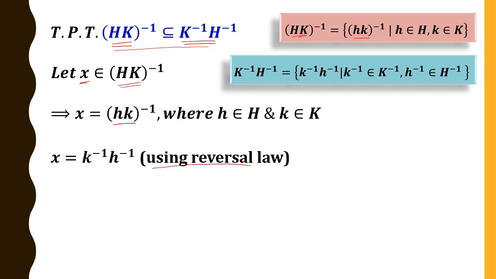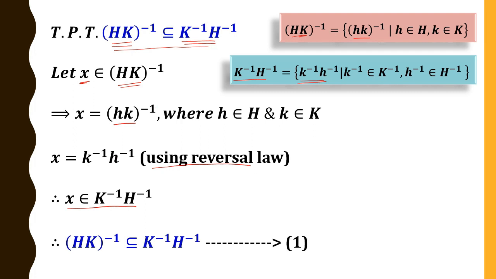Now k⁻¹h⁻¹ is an element in K⁻¹H⁻¹. Therefore clearly x belongs to K⁻¹H⁻¹. Therefore we have taken an element in (HK)⁻¹ and shown that the element belongs to K⁻¹H⁻¹. Therefore we conclude that (HK)⁻¹ is a subset of K⁻¹H⁻¹. We shall take this as 1.